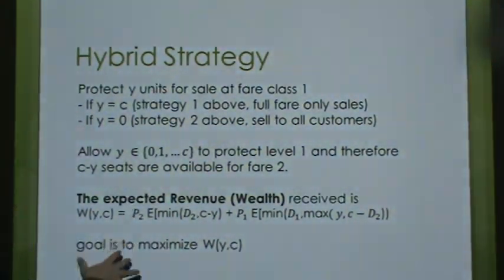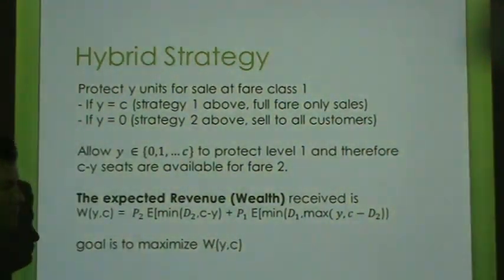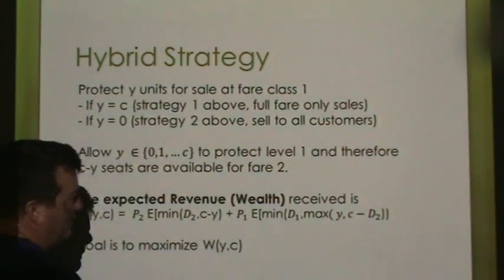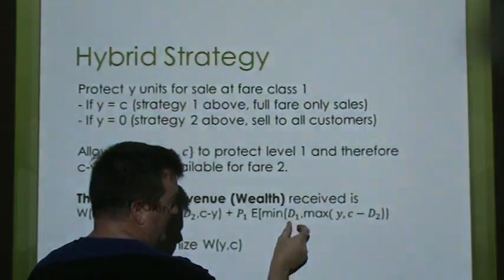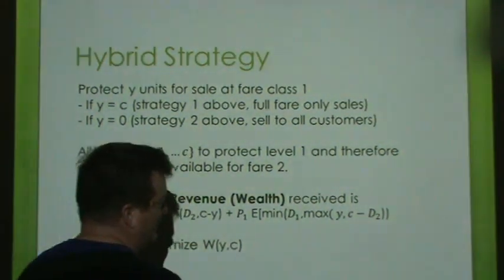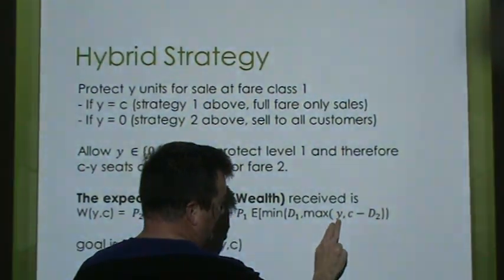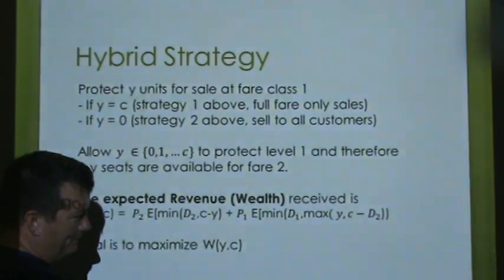Multiply that by the lower price, that's how much money we'll make on the lower price. And then the higher price, how many people will show up there? Well, that's going to be the demand, how many actually show up. But we might get maxed out. We might not have that many seats available, so how many seats will that be? So now it's Y, the number we protected for them.